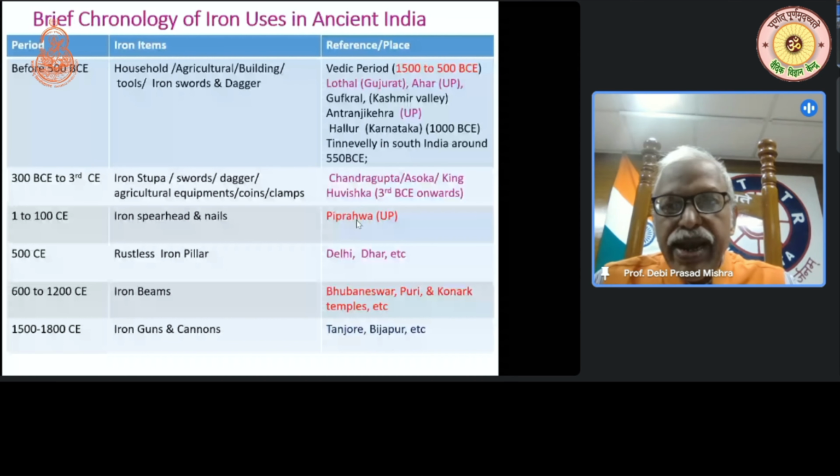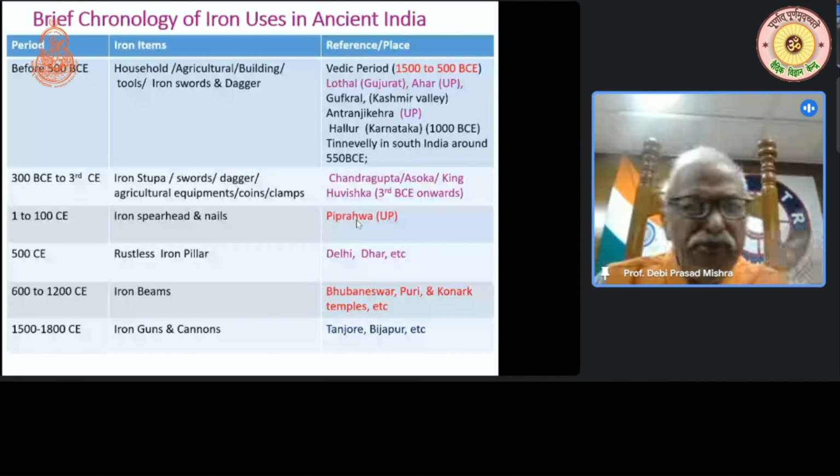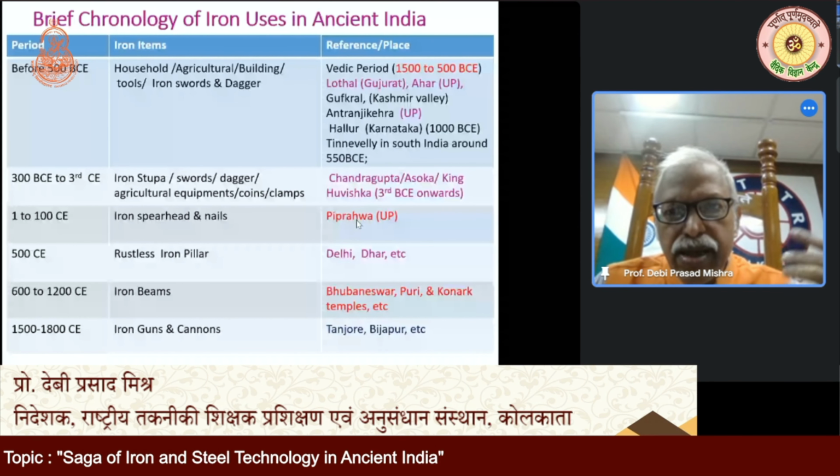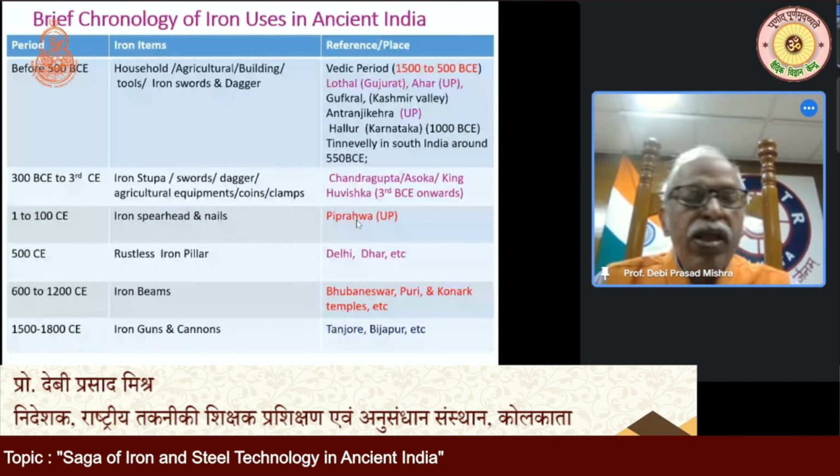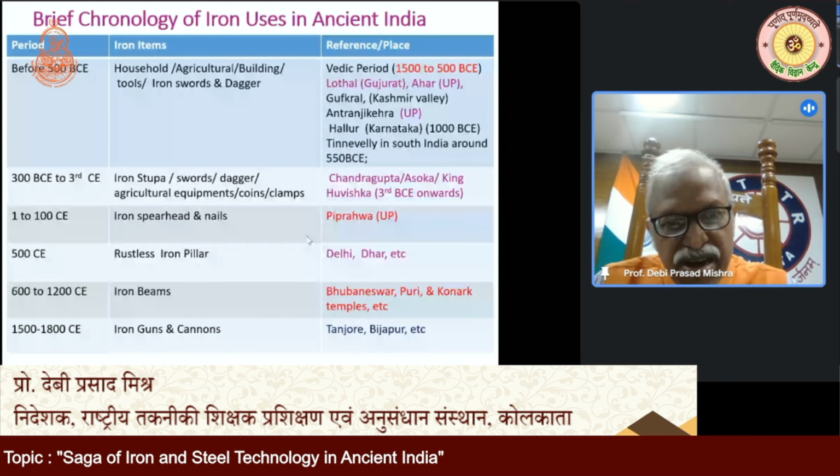There are several evidences: Ahar in UP, Lothal in Gujarat, Gufkral in Kashmir Valley, Atranjikhera in UP, Hallur. These are all from the archaeological survey; they have got the evidence. These are hard evidence, in southern India around 500 years. Similarly, from 300 BC to 3rd century CE, iron stupa, swords, daggers, agriculture equipment, coins, clamps, and other things; it goes to Chandragupta, Ashoka, Huvishka and several others.